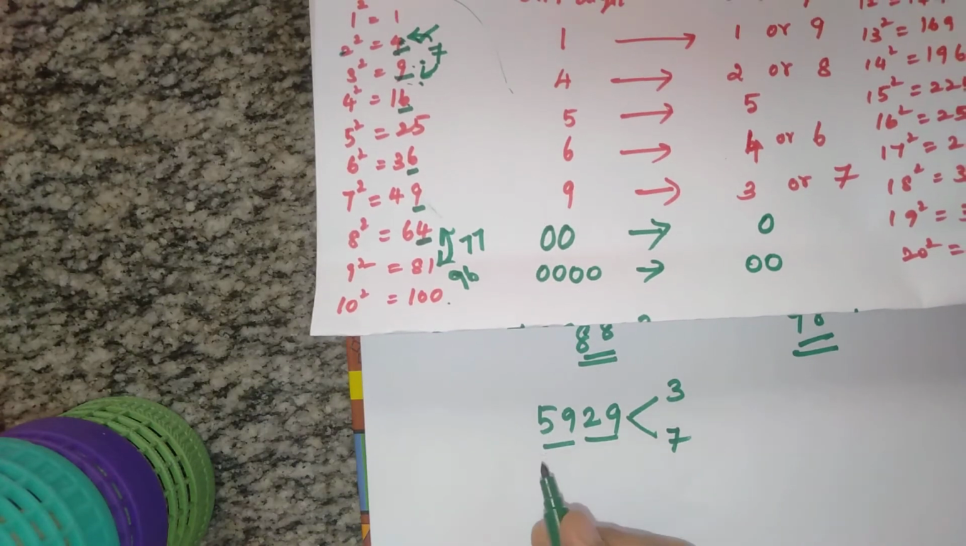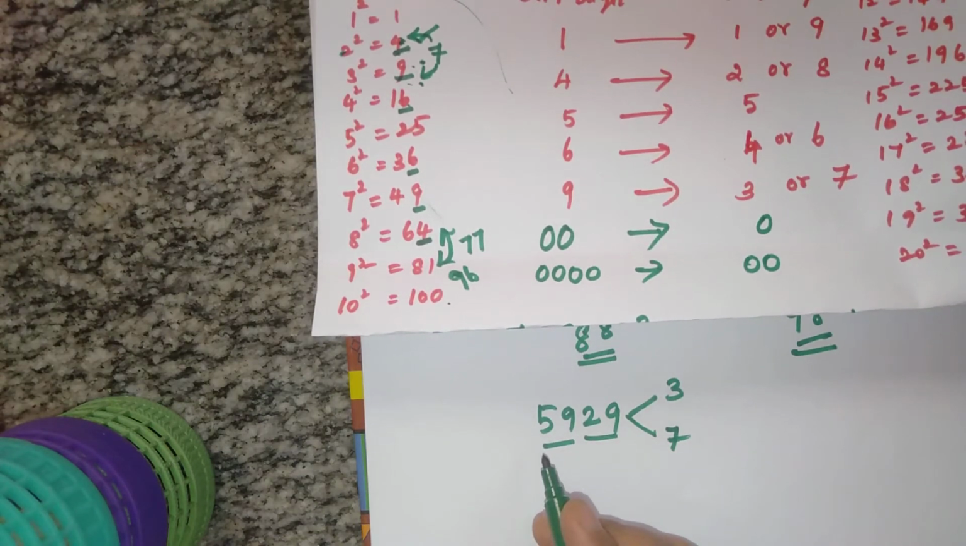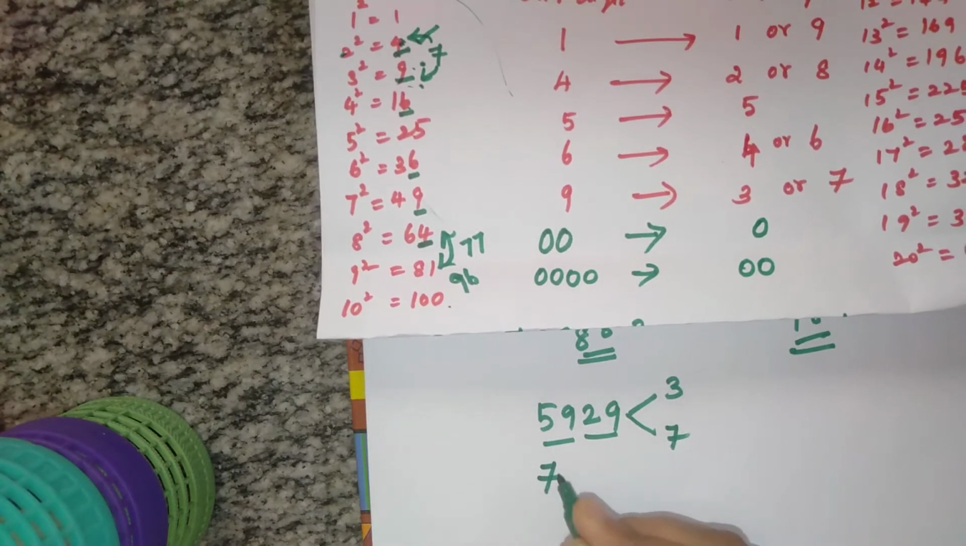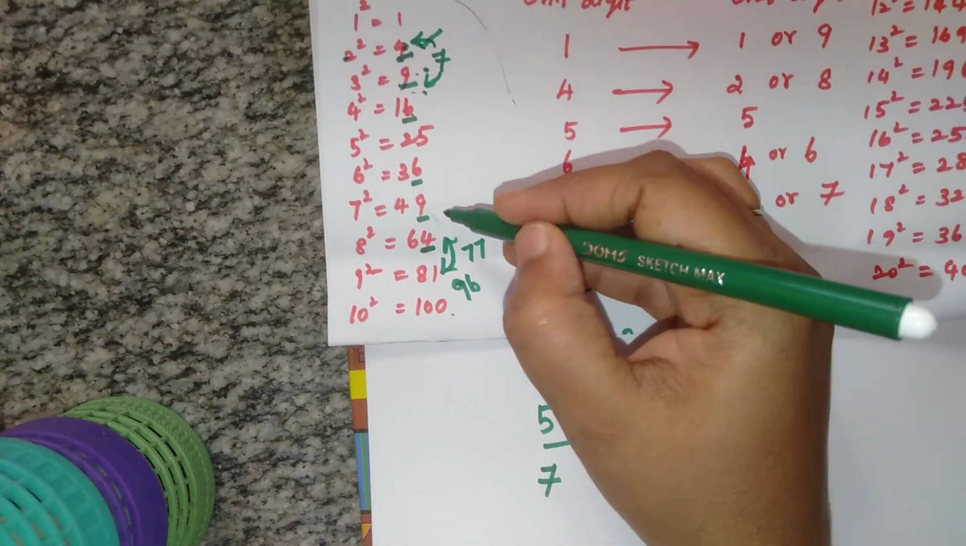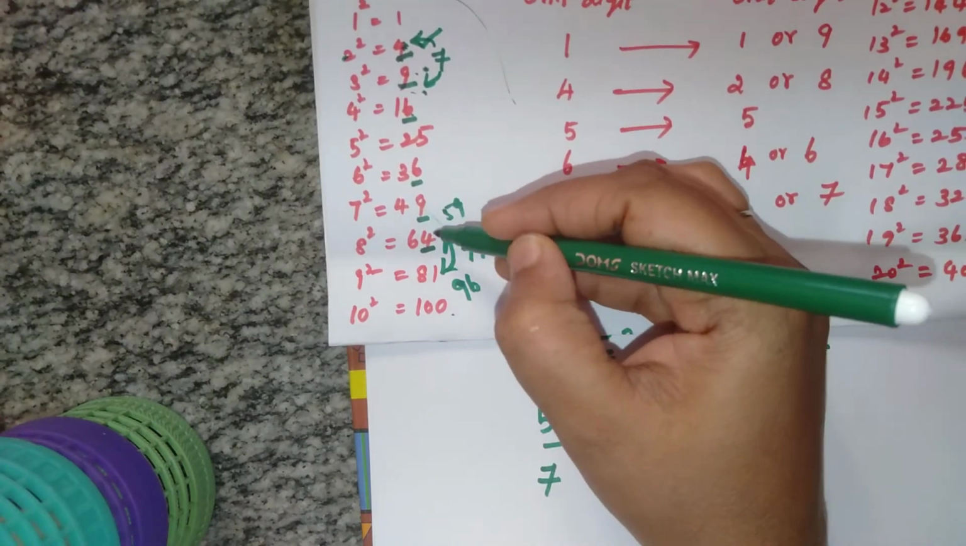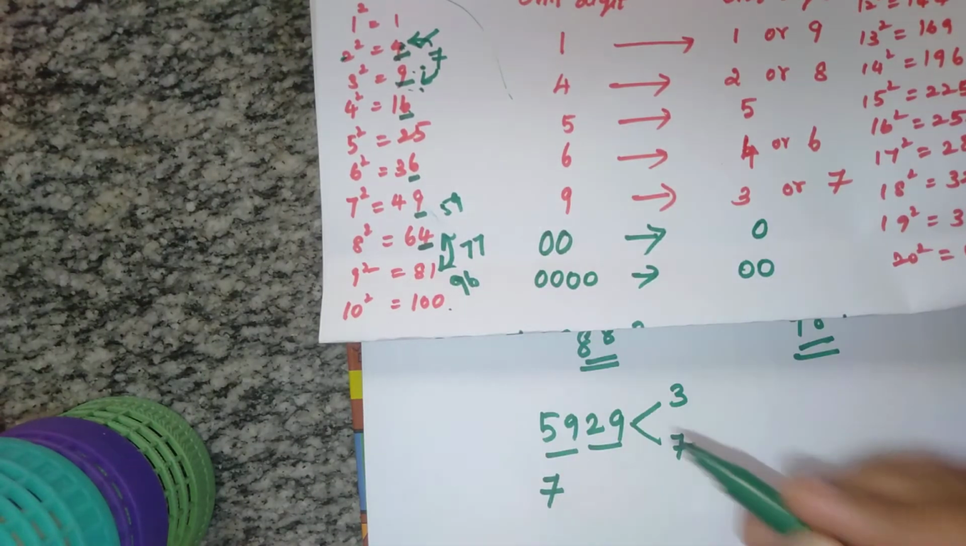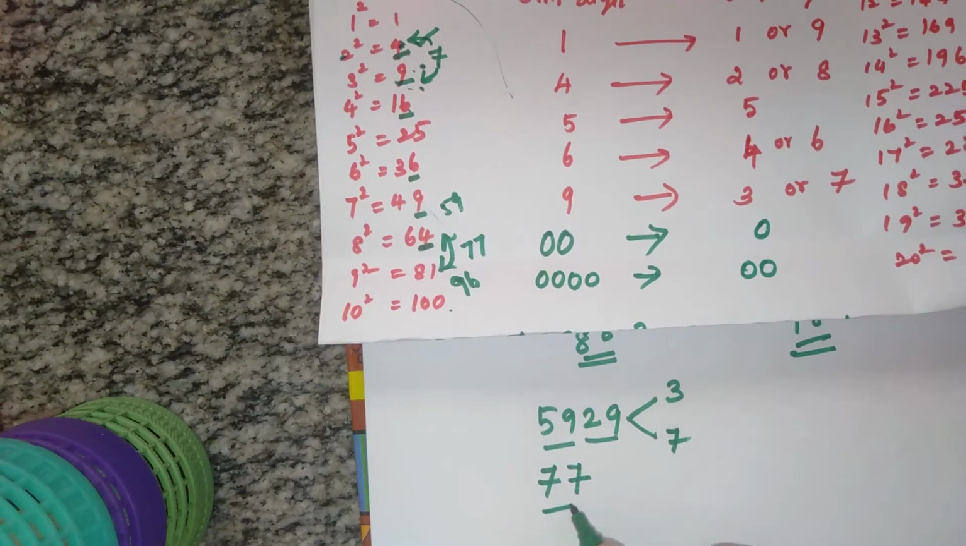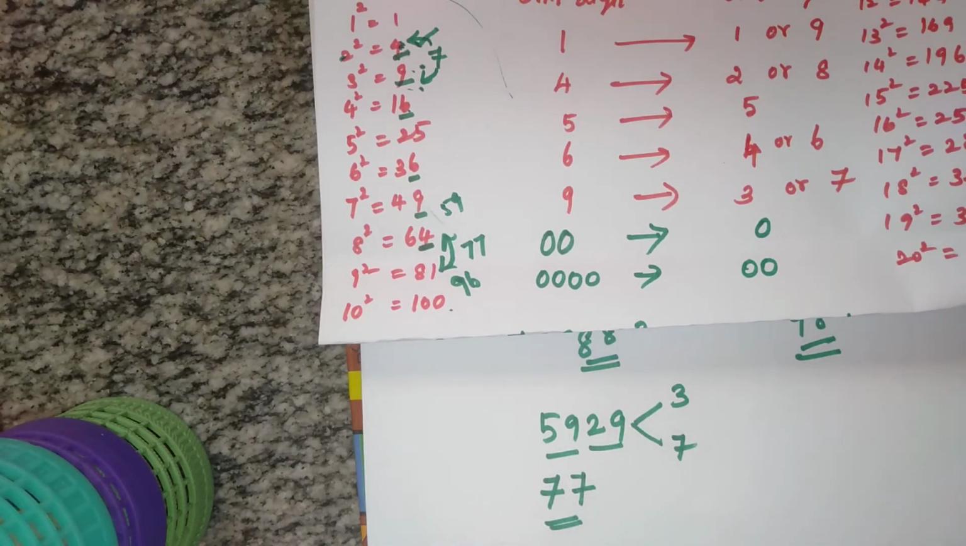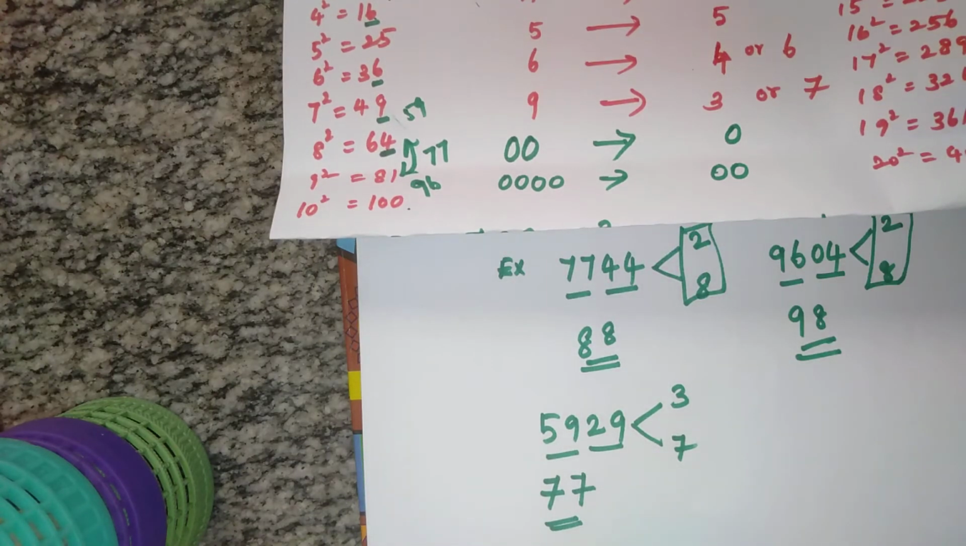Next 59. What are the possibilities? 7 7s are 49, and 8 8s are 64. We have to write 7. Next, 59 is near which? Here 10, here only 5. So the lower value, here the lower value is 7. So 77. The square root of 5929 is 77. Okay.